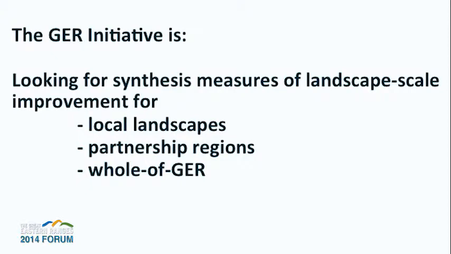So to try to wrestle with this challenge, the GER initiative is currently looking for some synthesis measures of true landscape scale improvement. And we're trying to look for things that are scalable, an approach that could be used to assess improvement in a local landscape, like a priority area, for example, of Slopes to Summit, something that could then be scaled up to look at improvement for an entire partnership region, and that could again be scaled up to give us an understanding of the improvement that we're achieving at the whole of GER scale.